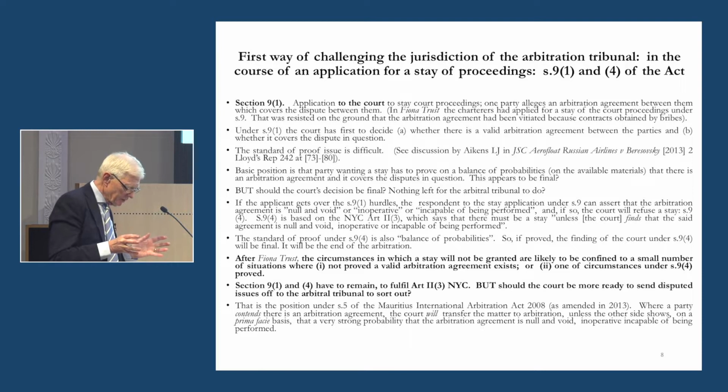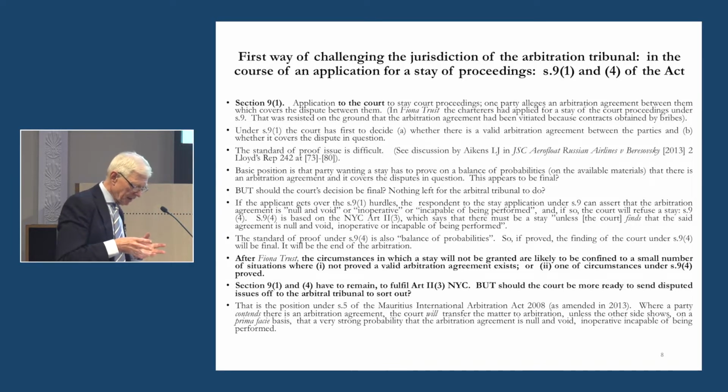Even whatever the standard of proof is, once that hurdle is got over by the applicant, the respondent can say, aha, even if there is an arbitration agreement, it's null and void, it's inoperative, it's incapable of being performed. So what is the standard of proof there? Now, the problem here is that it is based on Article 2.3 of the New York Convention, which talks about a stay not being granted unless the court finds that said agreement is null and void, inoperative, or incapable of being performed. What is meant by finds? Now, in Berezovsky, I said the standard of proof is balance of probabilities. So that would appear to be a final decision.